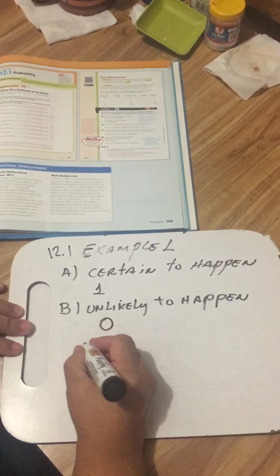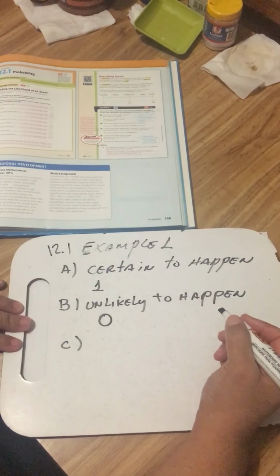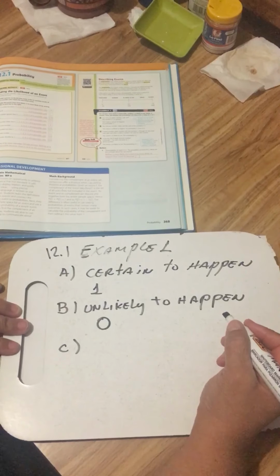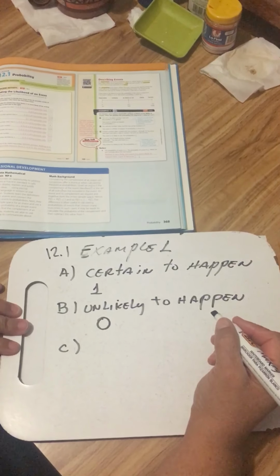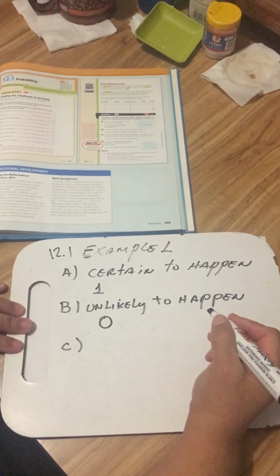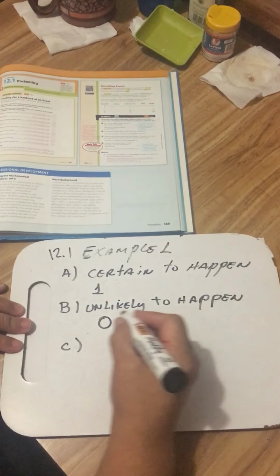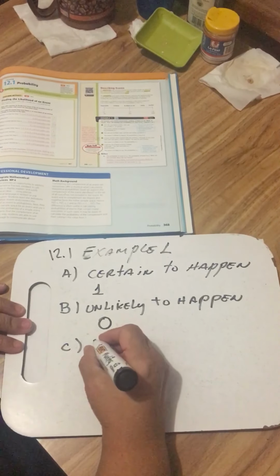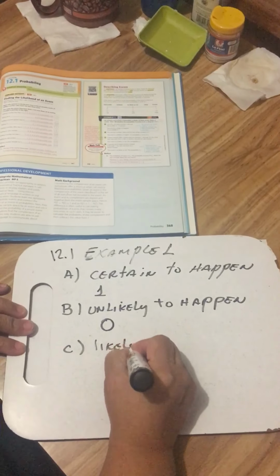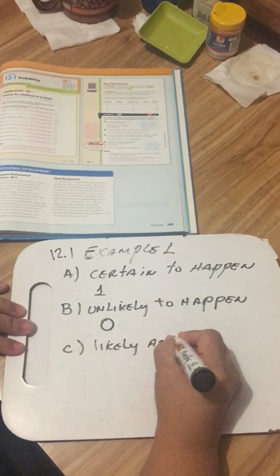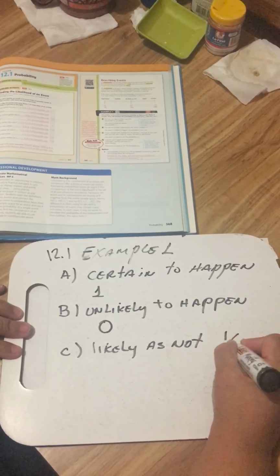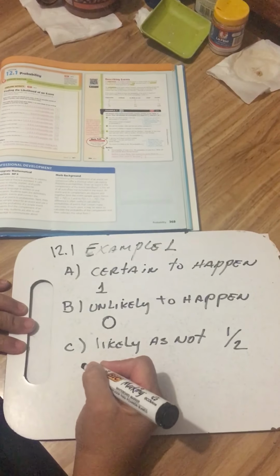Now, C. A bowl contains discs marked with the numbers 1 through 10. You close your eyes and select a disc at random. You pick an odd number. This is as likely as not. The probability is going to be 1/2.